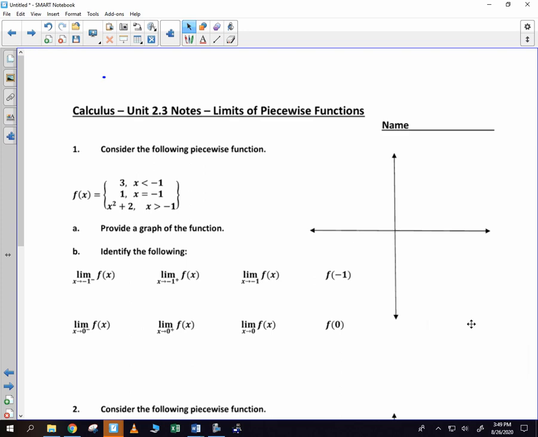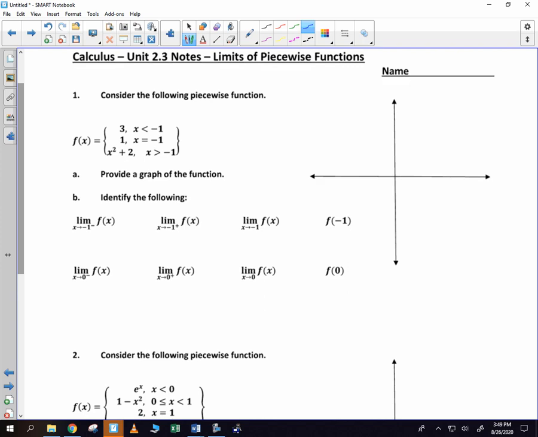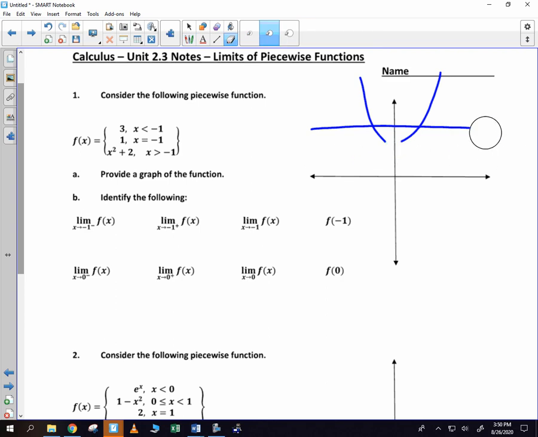Calculus is a nice short lesson. It's on piecewise functions. We've had a little bit of review of piecewise functions. Here we have the graph of 3, which looks like this. We have the graph of 1, which looks like this. We have the graph of x squared plus 2, which looks like that. So those are the 3 graphs I'm going to keep in my brain.